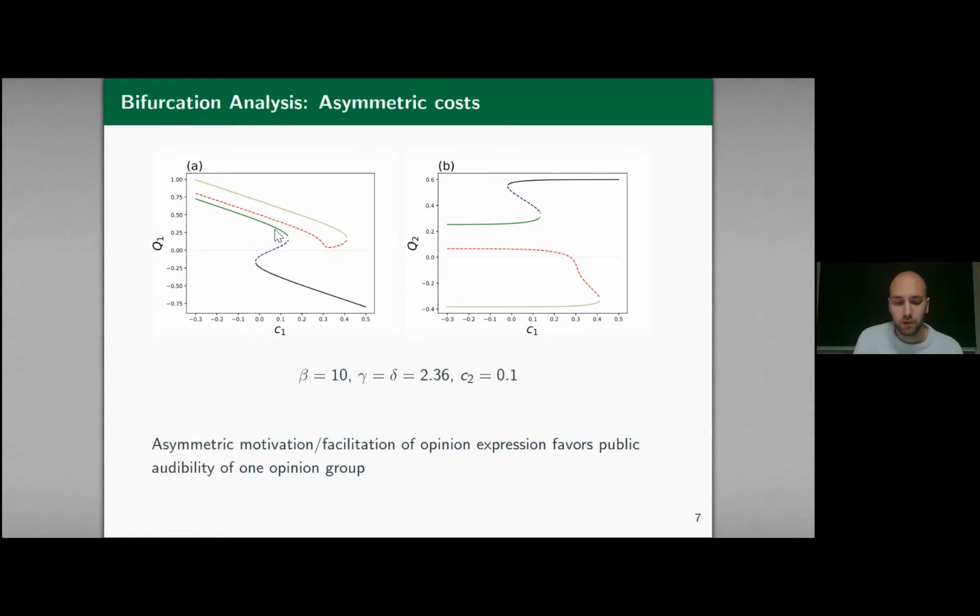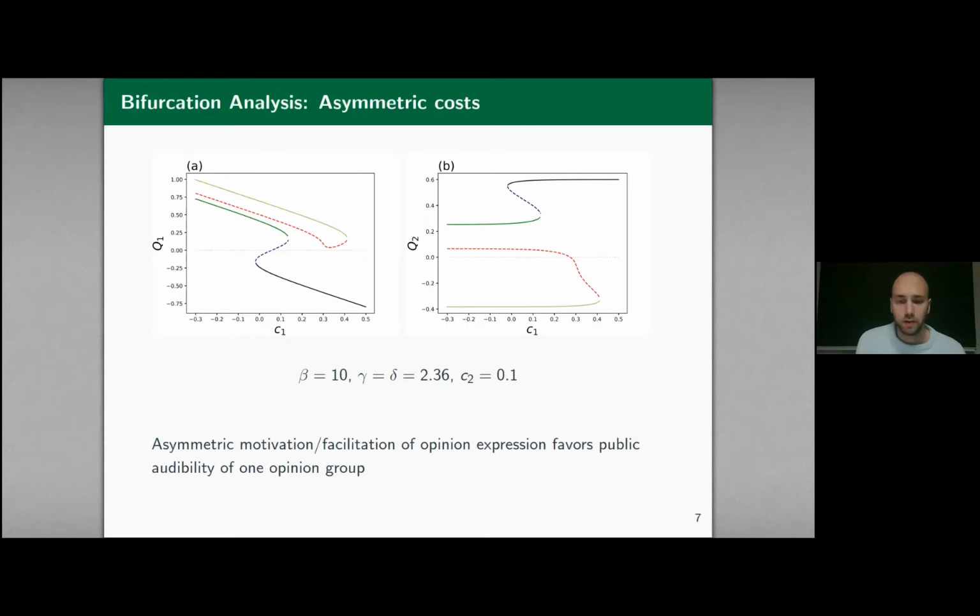And if you decrease the costs here, fixed points pop up where this group is expressive, and so one where the group is expressive alone, and the other one is a coexistence fixed point here where both groups speak out. And if you have even negative costs, so the group is then encouraged to voice their opinion, then this fixed point disappears where this group one is effectively silenced. So that much from the modeling side.